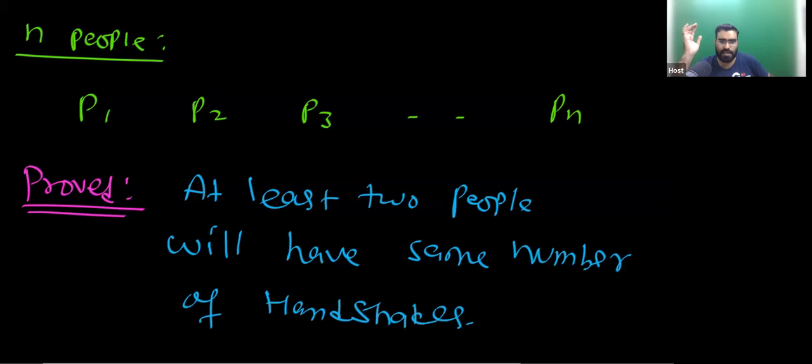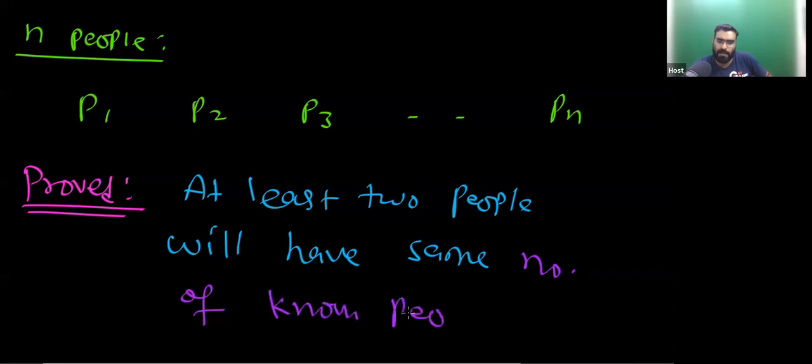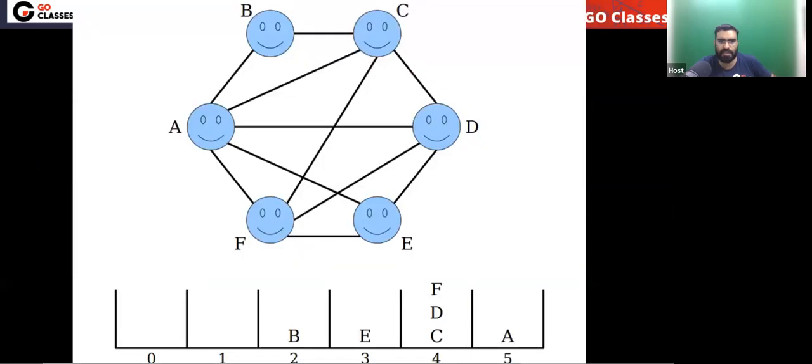I can say at least two people will have the same number of handshakes, or at least two people will have the same number of friends, or the same degree, or the same number of known people. Can you notice? The same thing I can write in many different ways, but the proof is the same. Is this clear to everyone? Let me know. Is this proof clear? Interesting, right?